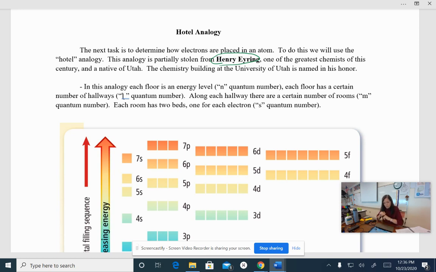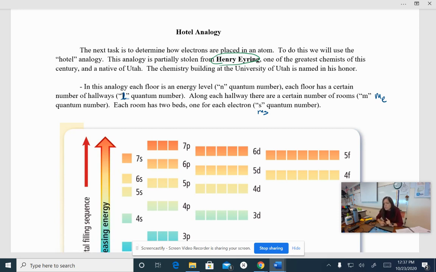And then on each floor, there are a certain number of halls. Now the hallways are our L quantum number. Okay, so this L quantum number is going to be our hallway number, however many halls. And along each hallway, there are a certain number of rooms. And our rooms are our M number or our M sub L number. Okay? And then each room has two beds, one for each electron, the upspin electron and then the downspin electron. So that is going to be our M sub S or our S number.